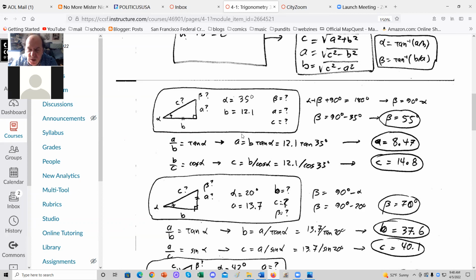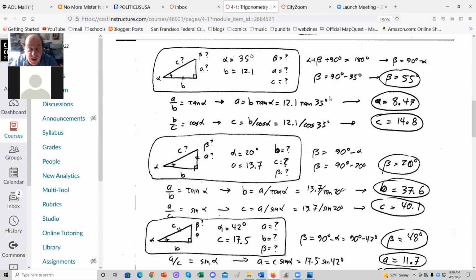Basically what you do is you try and use the quantities that are given. This angle alpha, this side B. B over C is cosine alpha. And after a bit of algebra, that's C equals B over cos alpha. That's 12.1 divided by cosine 35 degrees, which is approximately 14.8. So given these 2 numbers and this 90 degree angle, you can get the other 3 numbers. And that'll be a fairly standard thing.